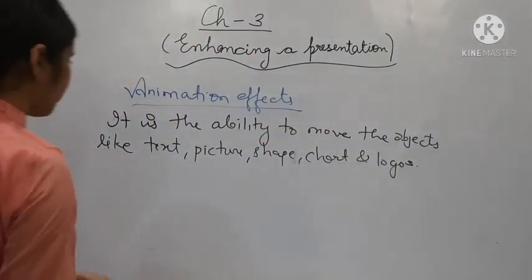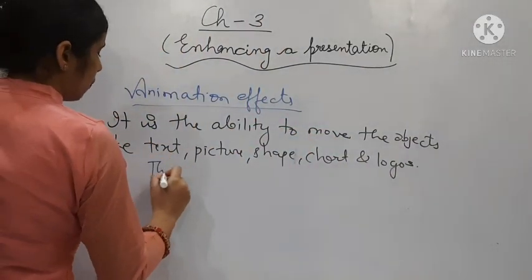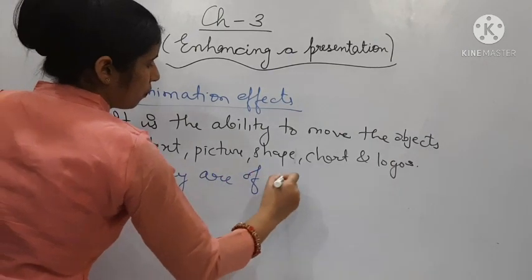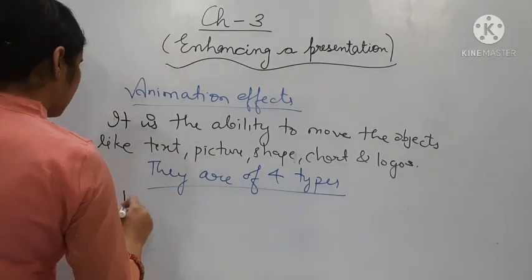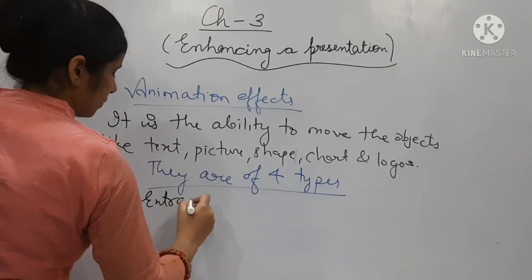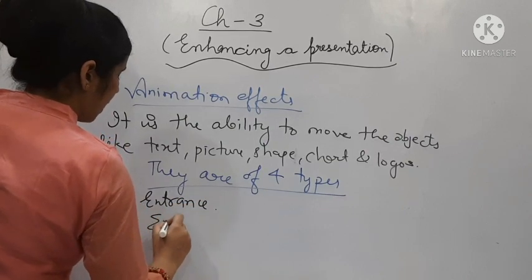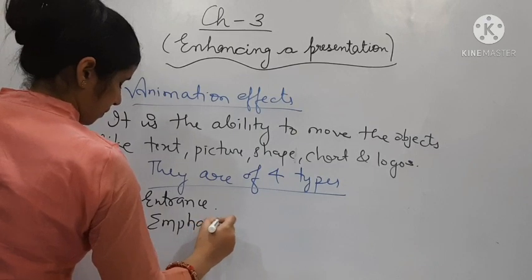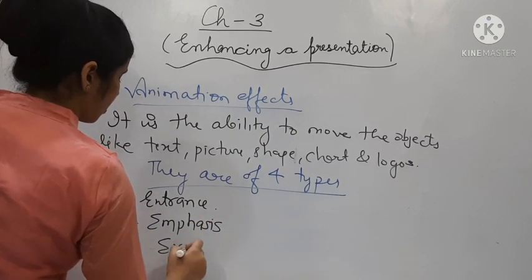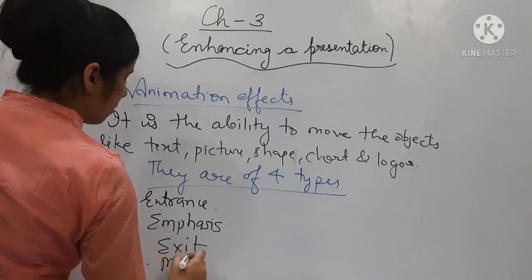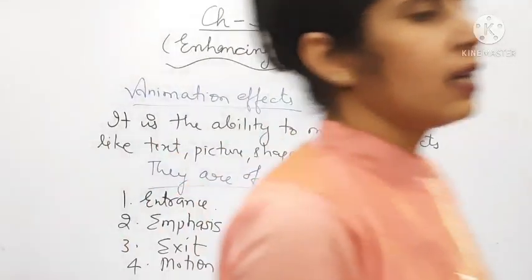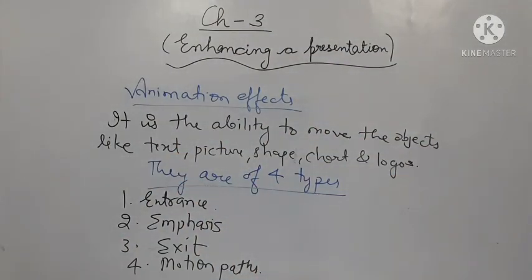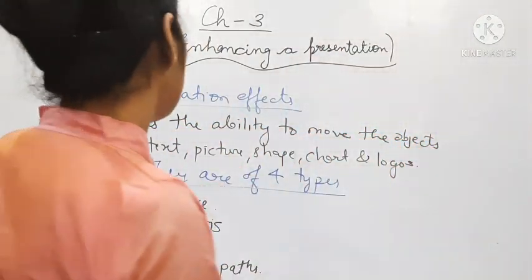I am writing there. Animation effects are of 4 types. Now, what are these? The first one is known as entrance. The second one is known as emphasis. The third one is known as exit. And the fourth one is known as motion paths. Okay. Total there are 4 types of animation effects: entrance, emphasis, exit, and motion path.